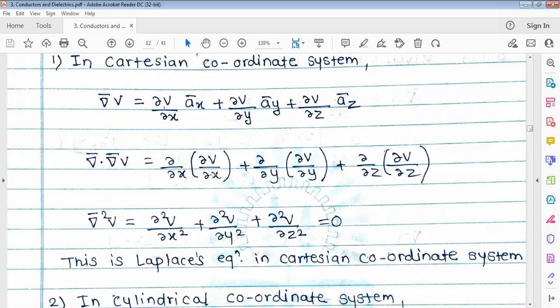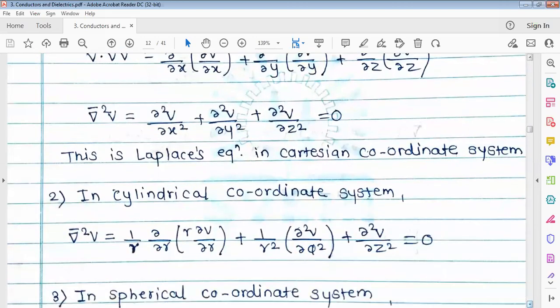So if we multiply in the bracket, it gives ∂²/∂x² into V, then ∂²/∂y² into V, and ∂²/∂z² into V, and it is equal to 0. So this is the Laplace's equation. But when it is Poisson's equation, then it is equal to minus rho v upon epsilon. But if it is Laplace's equation, then del square V is equal to 0.